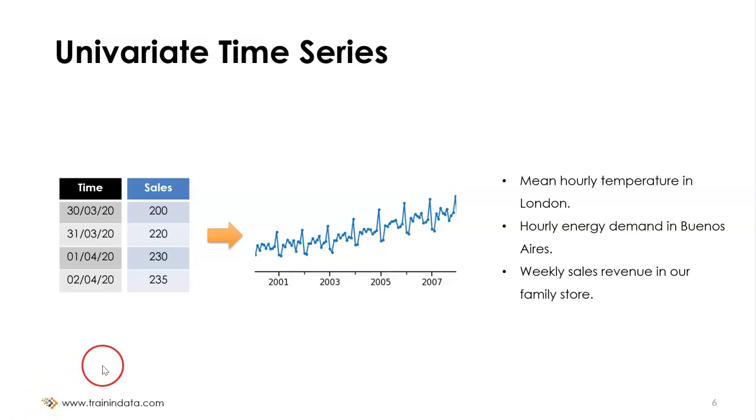How does a time series look when we have it in a data frame? A time series has values, which is what we are often interested in, and it also has a time index, either as an additional column or more commonly as the index of the pandas data frame or the pandas series. What we see here is a single or univariate time series. Examples of univariate time series are the mean hourly temperature in London, for example, or the hourly energy demand in Buenos Aires, or the weekly sales revenue in our family store.